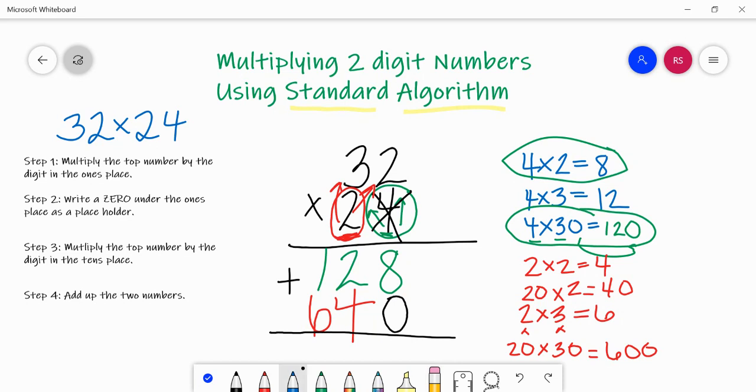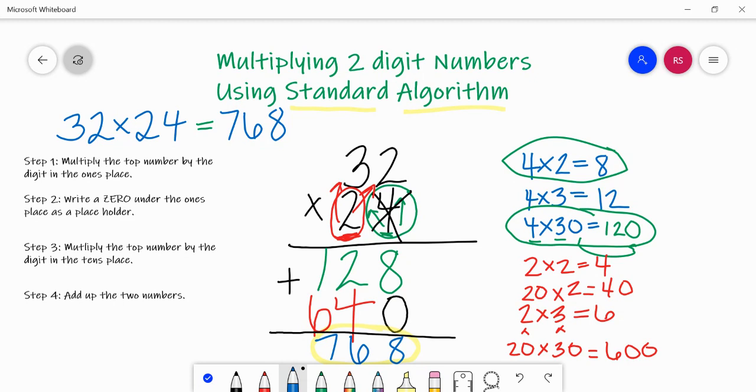So now I go ahead and I add. I have 8 plus 0, 8 ones plus 0 ones is just 8. 2 plus 4, 4 plus 2, either way is 6. And 1 plus 6 or 6 plus 1 is 7. So down here in highlighted yellow, this is my final product. 32 times 24 equals 768. This is using the standard algorithm.